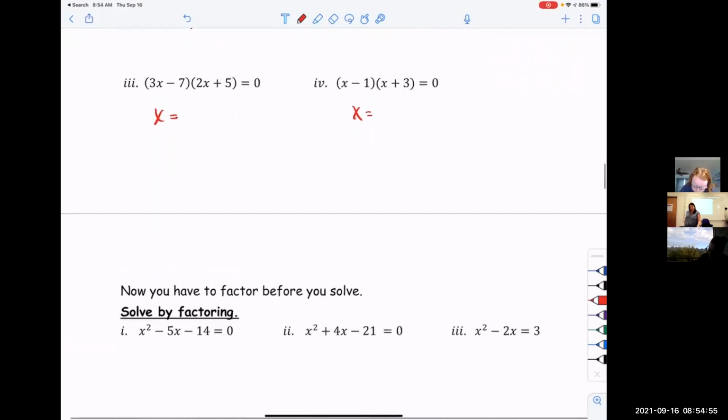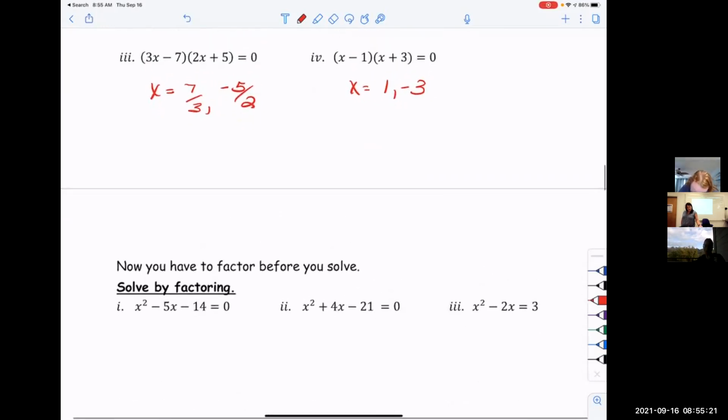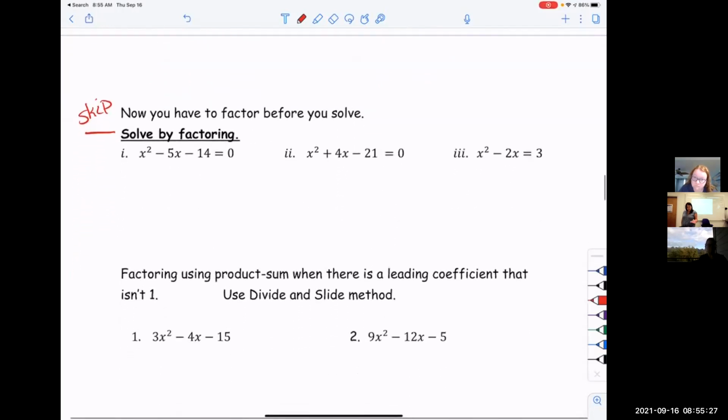All right, so what do you think? 3x minus 7, what's that going to be, the solution? 7/3. Adam's got it. Y'all, anybody else have a pattern? What's this one? -5/2. Good. All right, and then the last one's easier. What's the solutions for the last one? Beautiful. All right, so we have practiced this. So we're going to leave this alone for right now. So we're going to skip this for today, and we'll use this next week when we review it because we've practiced.